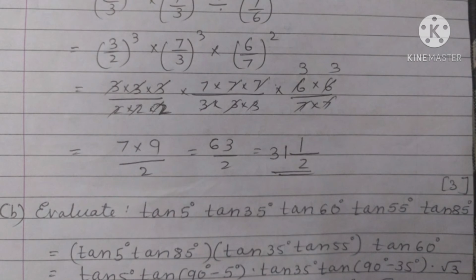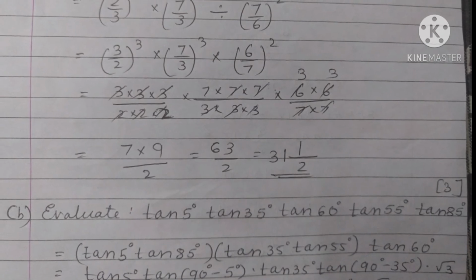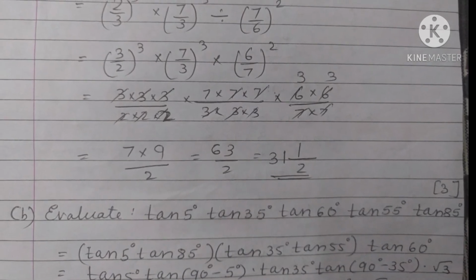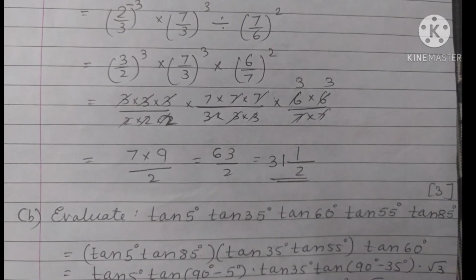Now we have (3 by 2) cube. What we have done? I have taken reciprocal of 2 by 3 as 3 by 2 to make the power positive, and (7 by 3) cube as it is, and division sign converted into multiply and taken reciprocal as (6 by 7) whole square. And now I have split all this as an exponential to simple form, 3 3 3, 2 2 2, and likewise you can cut the value. So rest I get 7 multiply 9 by 2 is equal to 63 by 2, which is 31 integer 1 by 2.